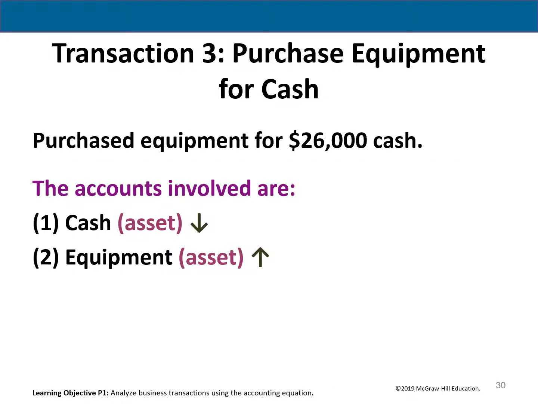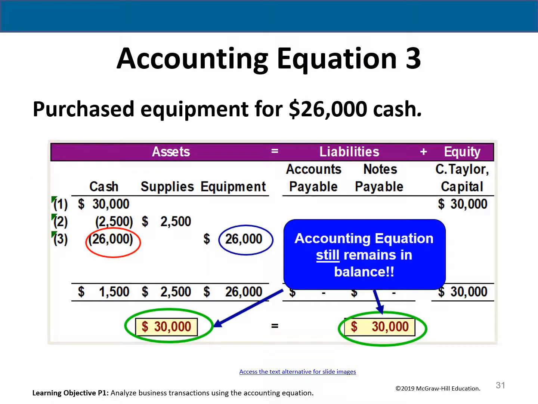Take a look at number 3. The company purchased equipment for $26,000 cash. So what happened here? They bought another asset. They bought equipment. The equipment asset increases. They used cash from the company to pay for it, so the cash asset decreases. Look at our spreadsheet. Here it is coming in. $26,000 decrease in cash, $26,000 increase in equipment.